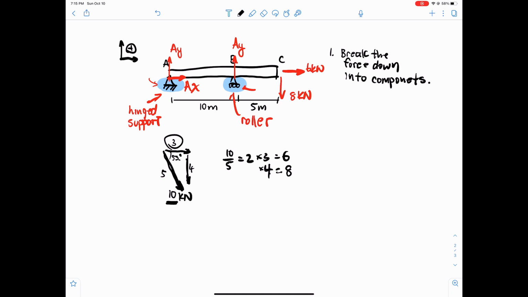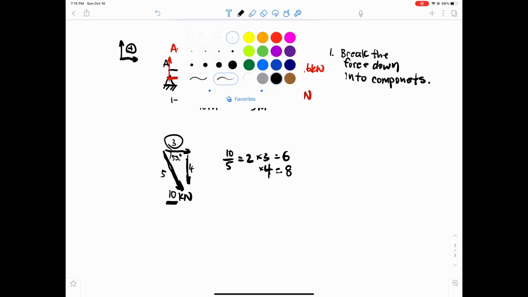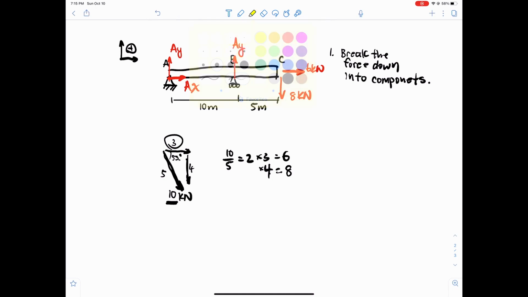So, let me just clean this up a bit so I can highlight more things. So, we have these reactions and we have the forces broken up, all right? So the next step would simply be, let me grab a nice color for you, plugging in your equations. So the easiest first thing we can figure out is the sum of forces in the x direction.